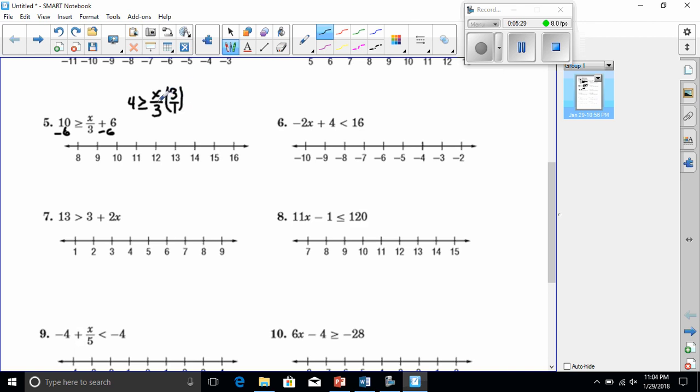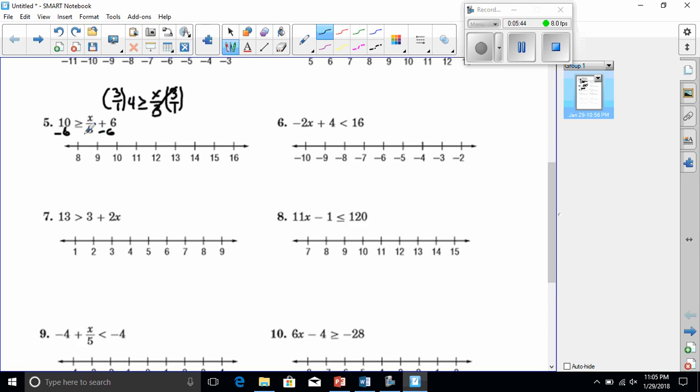And if I do this to this side, I have to do it to this side. Why did I pick 3 over 1? Well, that's pretty easy to see. I want to get my 3's crossed out, so I have x over 1. This leaves me with x all by itself.